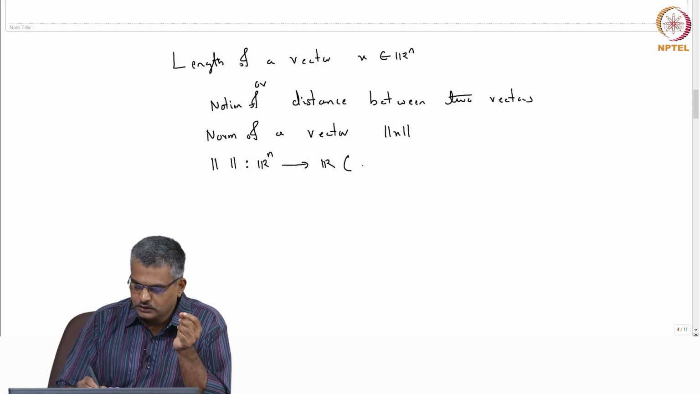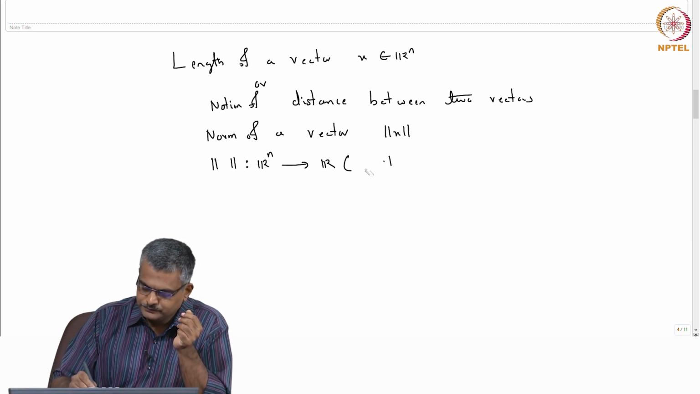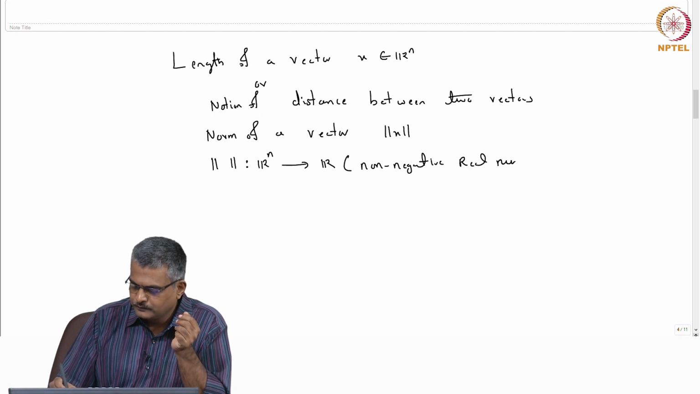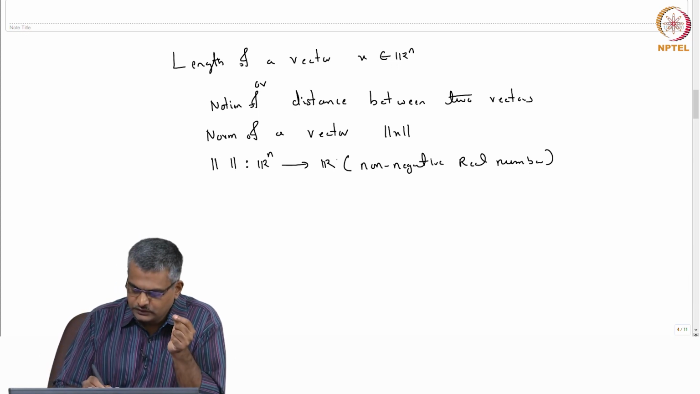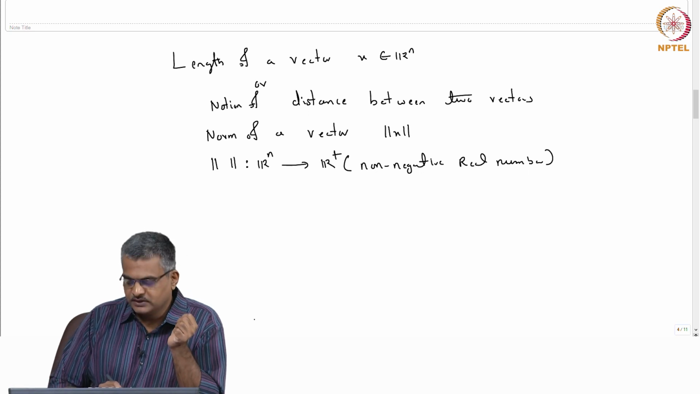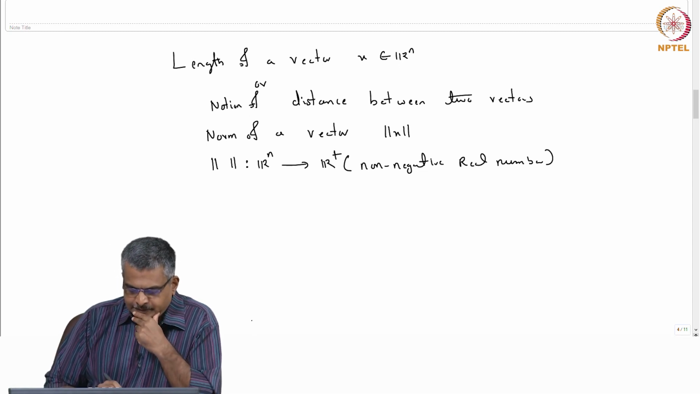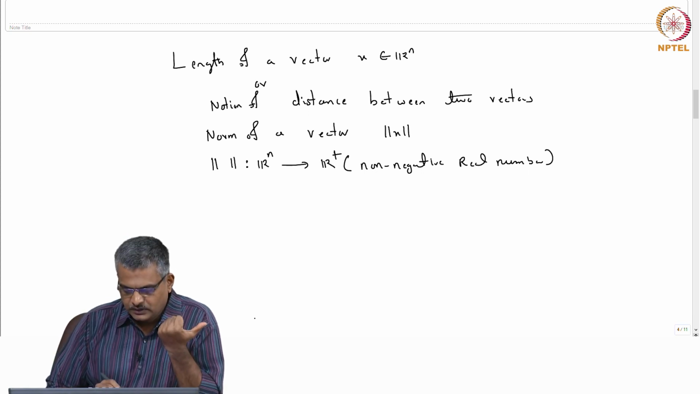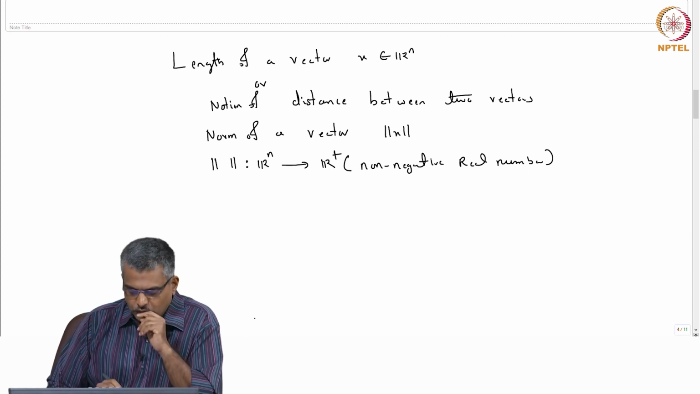In fact, it gives you a non-negative real number, because it does not make any sense to talk about distance being negative. So, we will denote it by the symbol R plus for the set of all non-negative real numbers. So, we are familiar with some properties of distance, so let us see whether they hold for this object that we have defined called the norm of a vector.